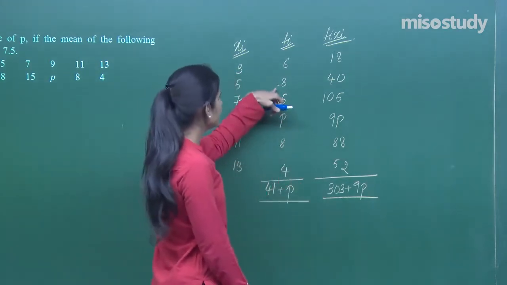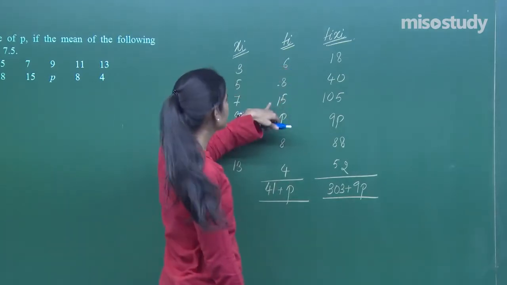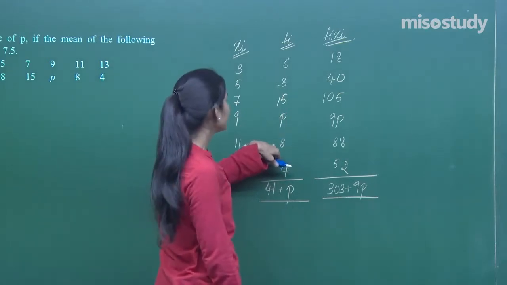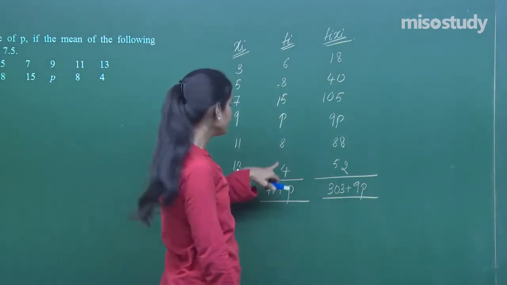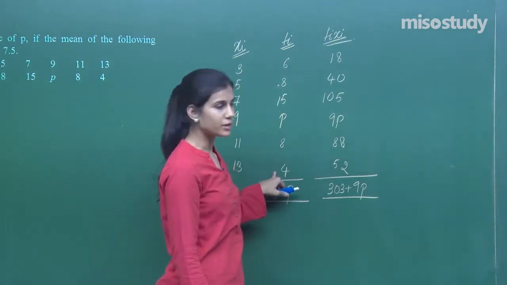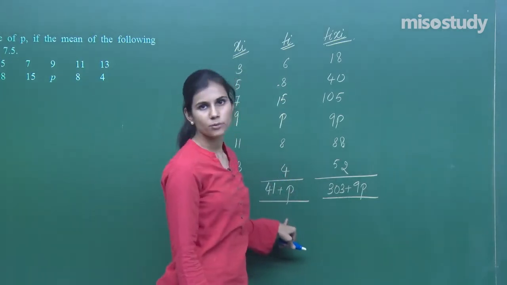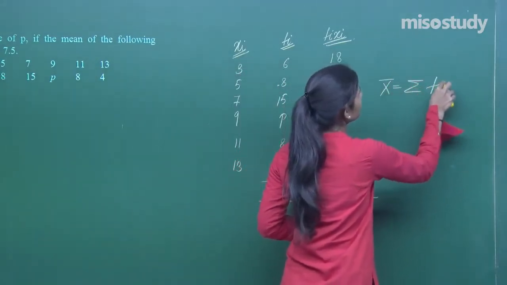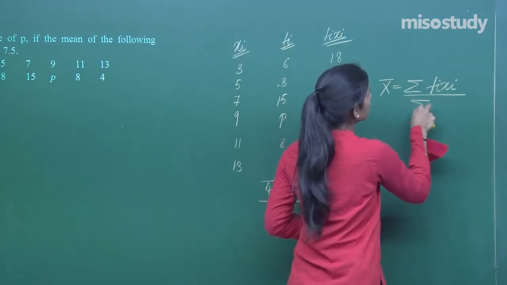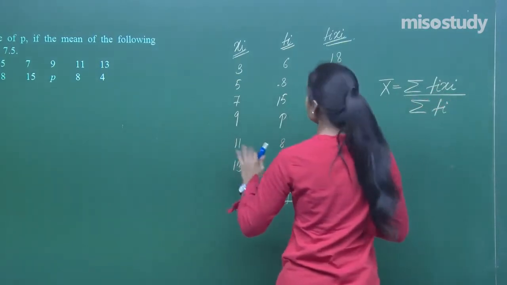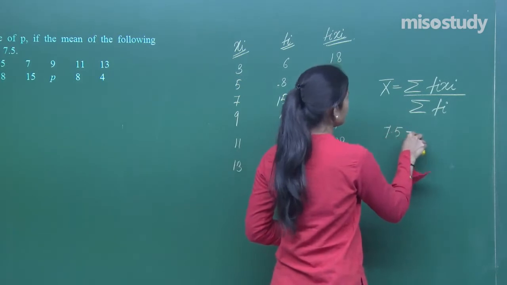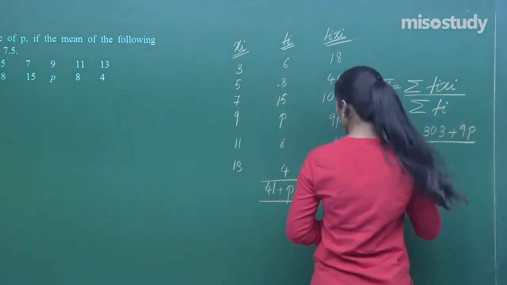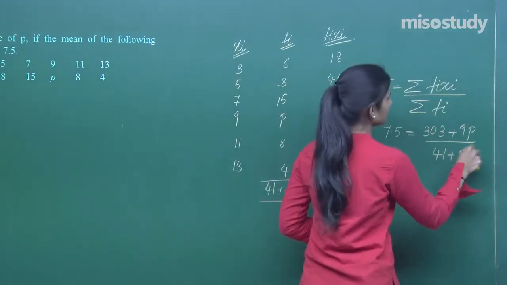Let's just check. 8 and 6 is 14, 24, 29, 29 and 1, 30, 37, 39, 40, 41. So you have 41 plus p as the sum of fi's. Now you know mean is summation fi xi upon summation fi. Mean is given to you already as 7.5. You have 303 plus 9p upon 41 plus p.